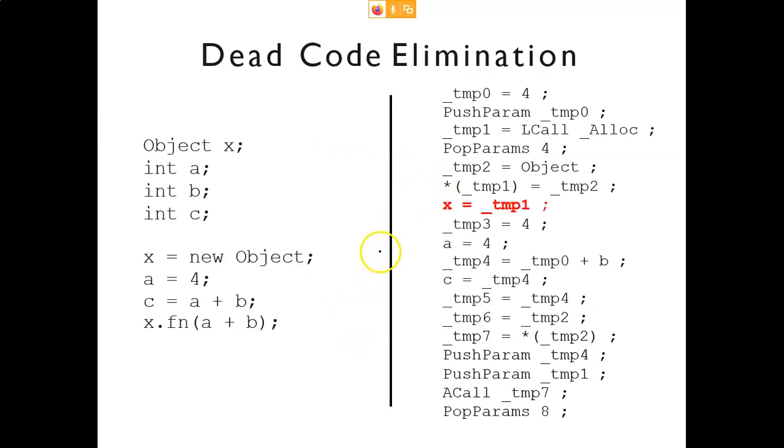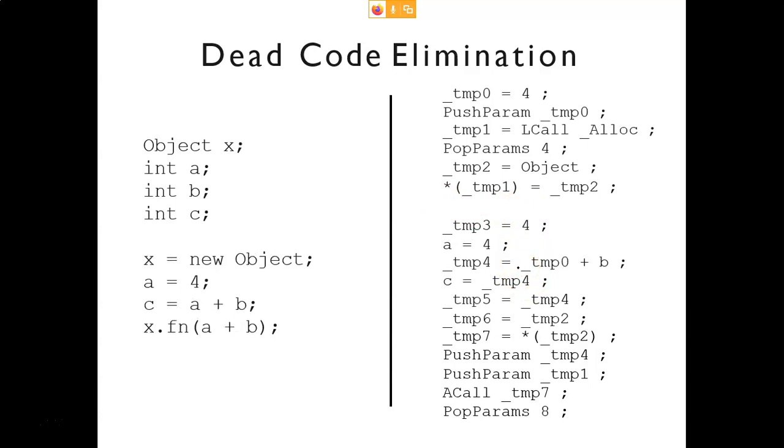For example, in this example you can see that to x we are assigning temp1. Now you can check that after this statement we are not using x. Because we are not using x, we can remove this. This is dead code, so we can eliminate it because we are not using this x after this definition.